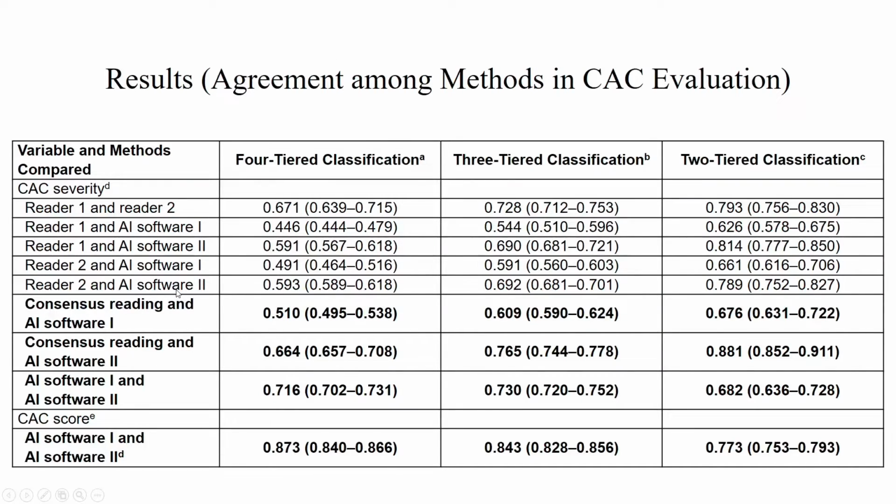Between consensus visual analysis and AI software 1 as well as AI software 2, there was moderate or substantial agreement, and a higher degree of agreement was observed with simplification of classification. In the 2-tiered classification, there was almost perfect agreement between consensus visual analysis and AI software 2, which seems to be because a thoracic radiologist performed manual corrections in the case of AI software 2.